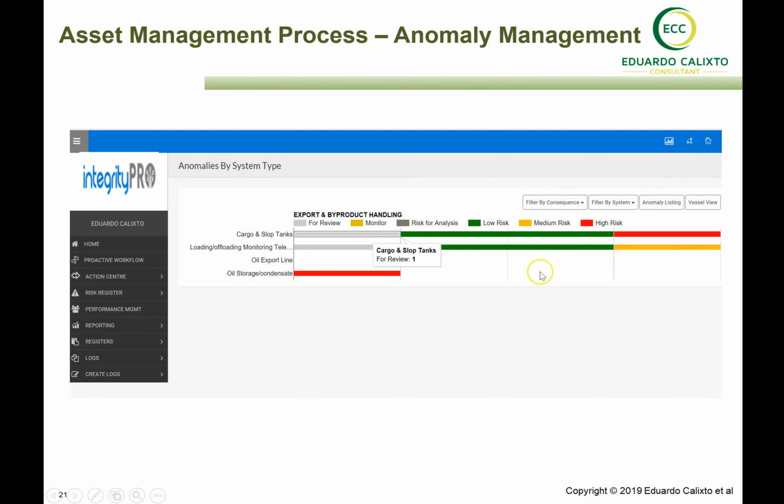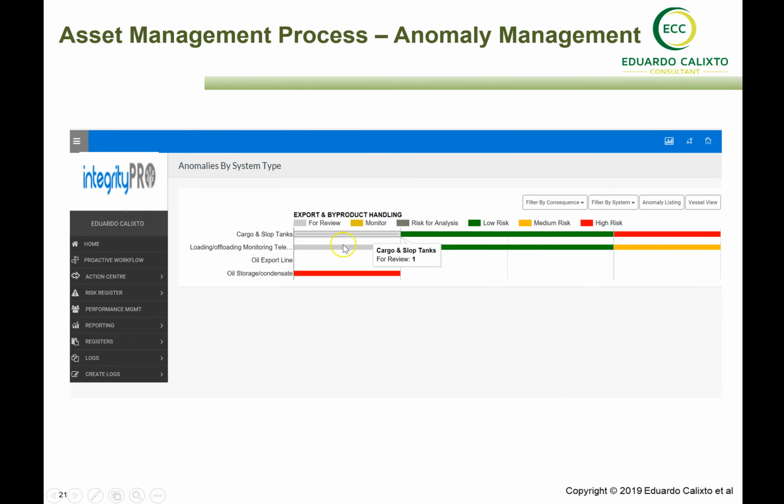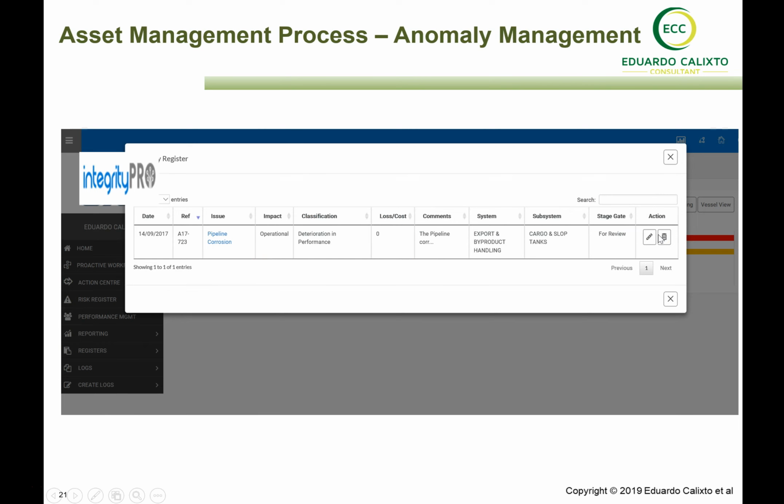on the critical issues related to, for example, oil storage, we can see that there was one pipeline corrosion in red. That's cargo and slop tanks. So here, that belongs to this cargo and slop tank. There is a pipeline that has a corrosion. When they click on the red region, the related issues come out automatically. Here there is only one issue, but there can be more than one issue.